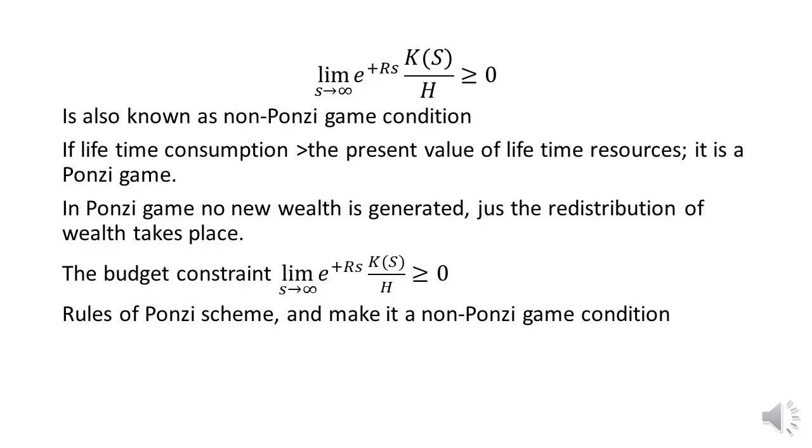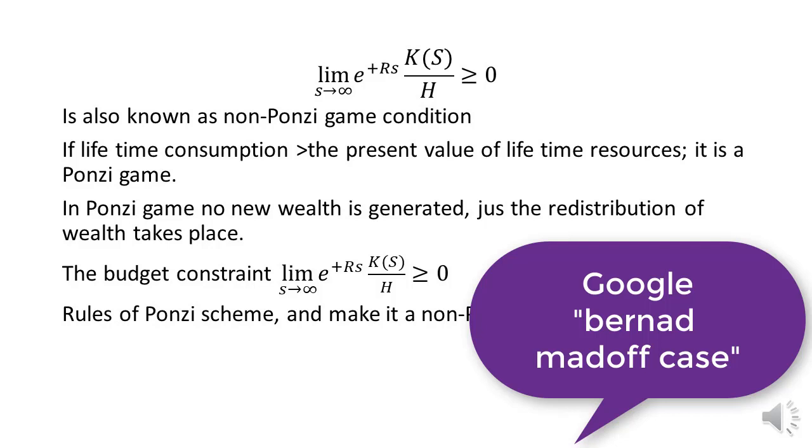So what is a Ponzi game? In a Ponzi game, the lifetime consumption is greater than the present value of the lifetime resources. So you are consuming more than you have as your wealth or income in your life. But this equation is non-Ponzi. So in a non-Ponzi situation, the budget constraint here is actually ruling out the Ponzi scheme. So this budget constraint makes a non-Ponzi game condition. For more interesting details about the Ponzi game, you can search Google about the Madoff case, the famous fraud case in America.